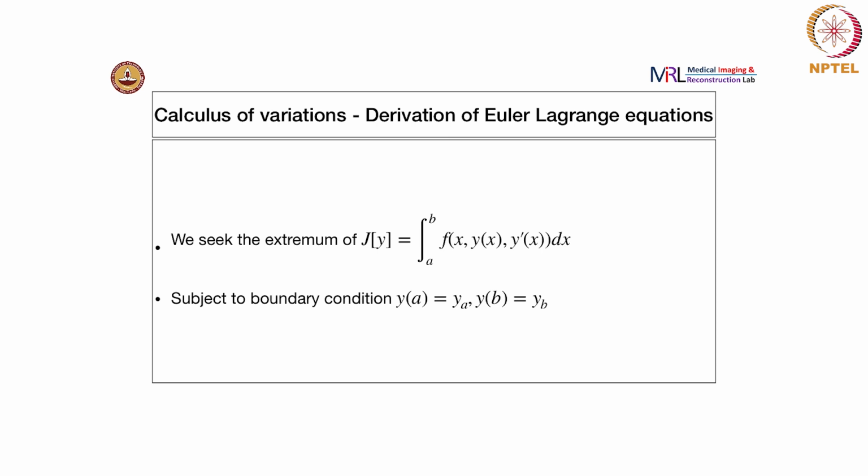Or you can also say maximum value, but you can always change the sign and do that. Okay, and there are boundary conditions to be met, such that y of a equal to y subscript a, and y of b equal to y subscript b. These are typically given, so you understand that.